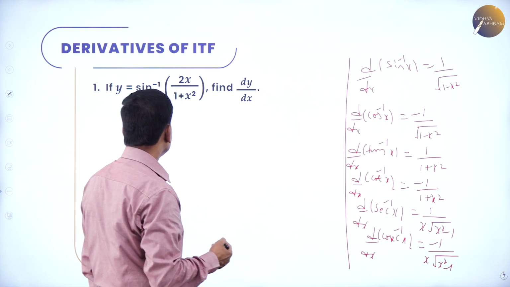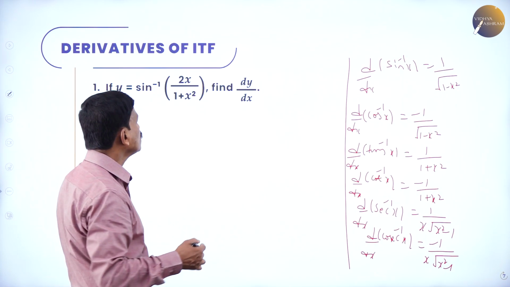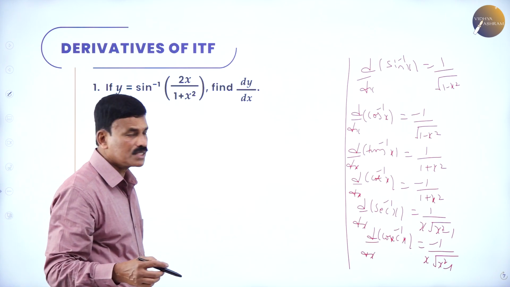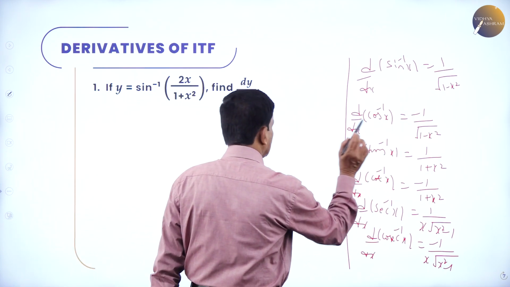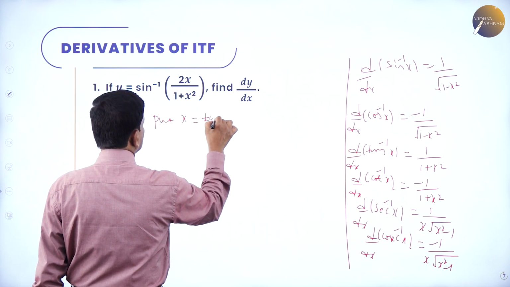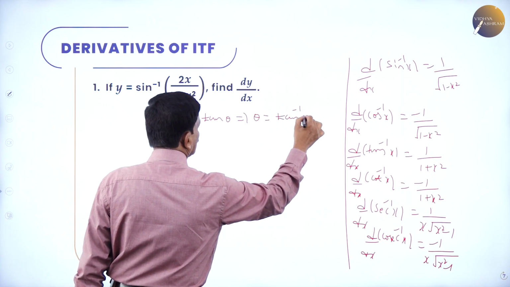Now, what is the problem given? If y is equal to sine inverse of 2x divided by 1 plus x square, find dy by dx. See, so in the denominator we have 1 plus x square. So, you can take tan as a substitution. Put x is equal to tan theta, which implies theta is equal to tan inverse of x.